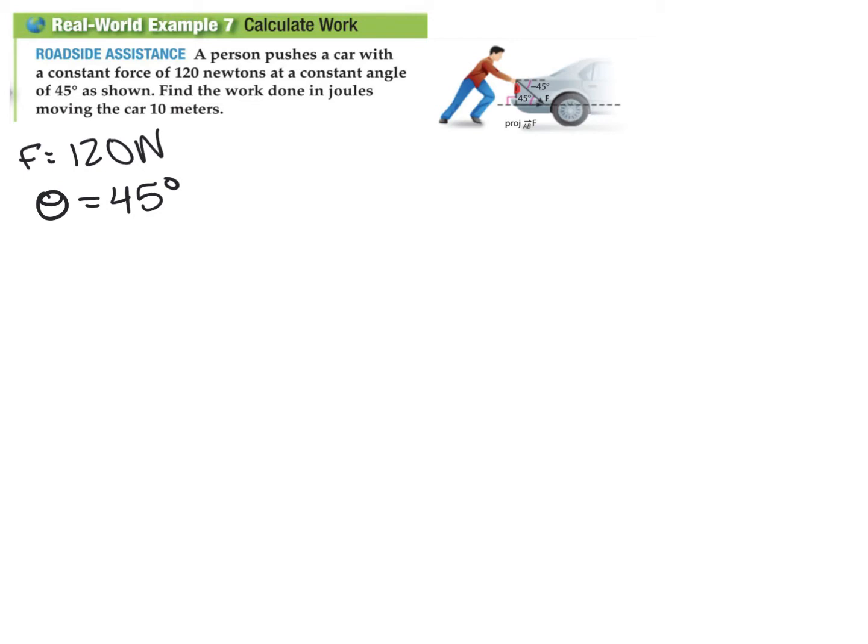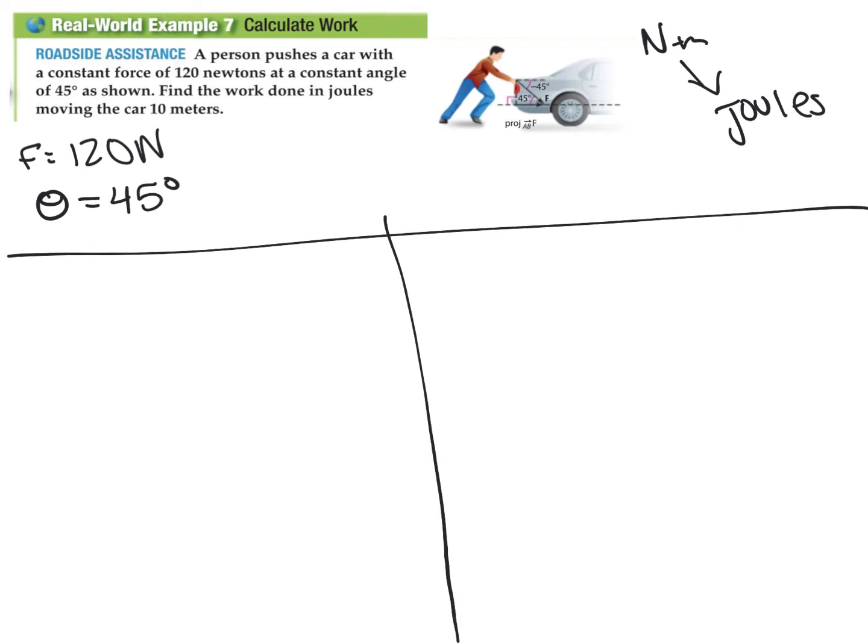So one thing to note before we get started is that work is measured in foot-pounds. However, it's also measured in newton meters, which is actually joules. So when we find the force times the displacement, that's going to give it to us in joules, so we won't have to convert anything. That's the first piece. Okay, there are two methods to do this. I'm going to split it up and show you both methods.